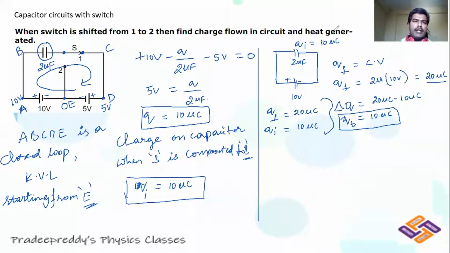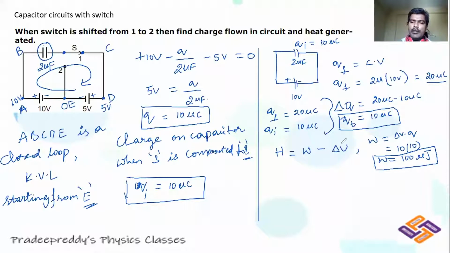Now you are supposed to find the heat generated in this process. As we know, heat generated in the process, H, is equal to work done by the battery minus change in potential energy. Is it not? Work done by the battery minus change in potential energy. Work done by the battery, W, is equal to delta V into Q transferred. What is delta V? Delta V is the potential difference, that is 10 into 10, which is equal to 100 microjoule. This is the work done.